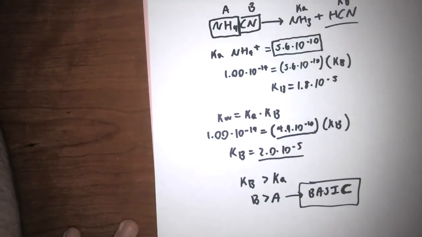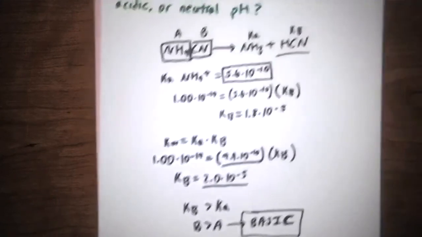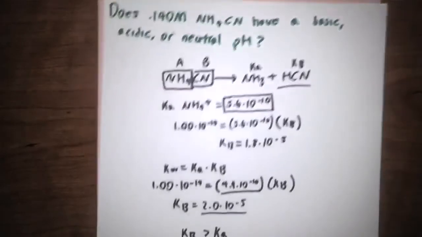We were given a Ka and a Kb. We have to make a decision from there. Very, very tough problem. You have to think kind of outside the box.